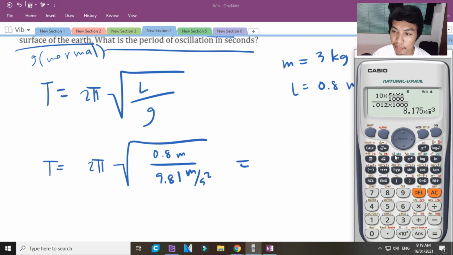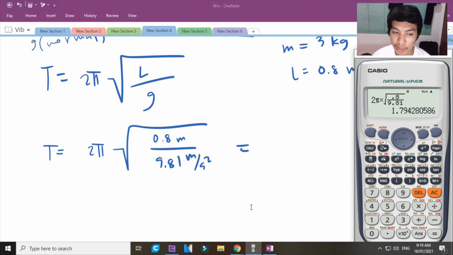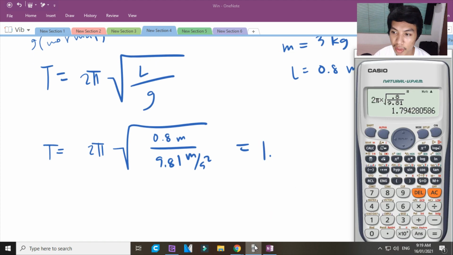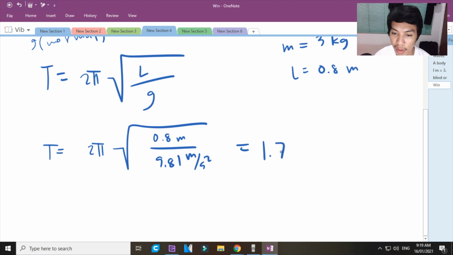Calculate. Square root ng 0.8 over 9.81. So, the answer is in seconds. So, 1.794 seconds.